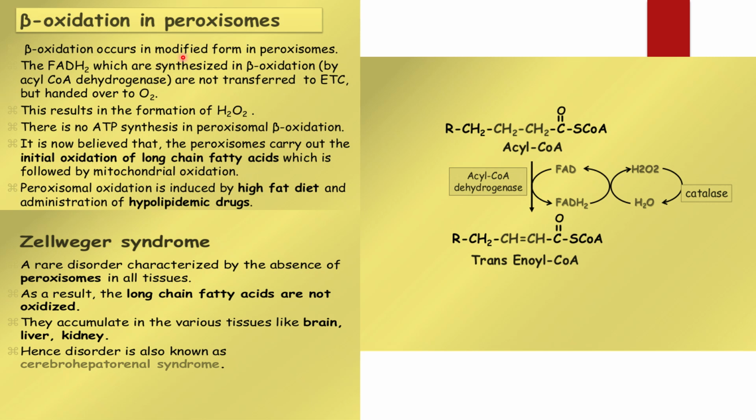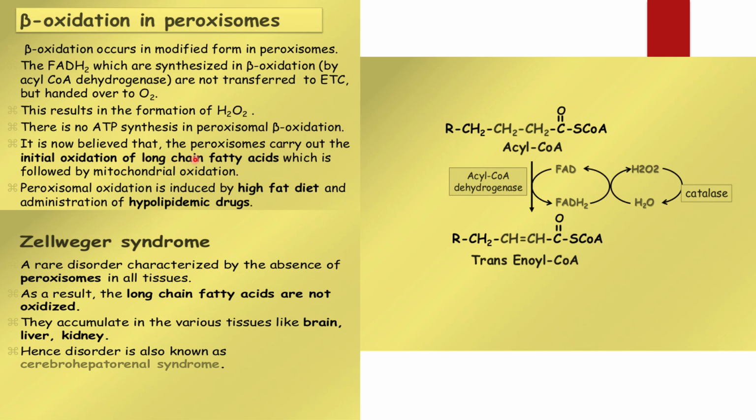Now, beta oxidation in peroxisome. Beta oxidation occurs in a modified form in the peroxisome. The FADH2, which is synthesized in beta oxidation by the acyl coenzyme A dehydrogenase enzyme step, is not transferred to the electron transport chain but handed over to oxygen. This results in the formation of H2O2, and there is no ATP production in peroxisomal beta oxidation.